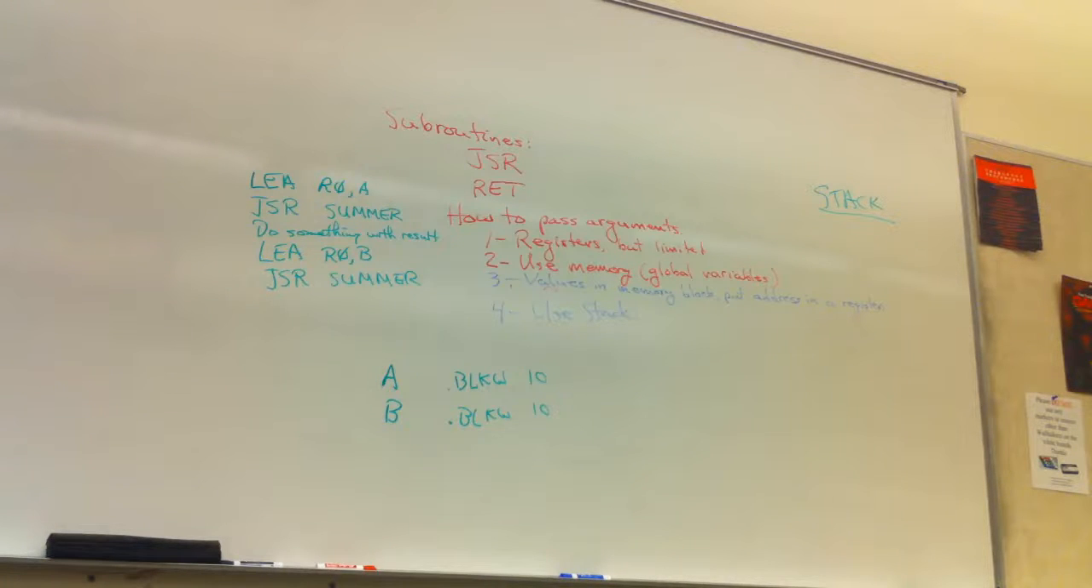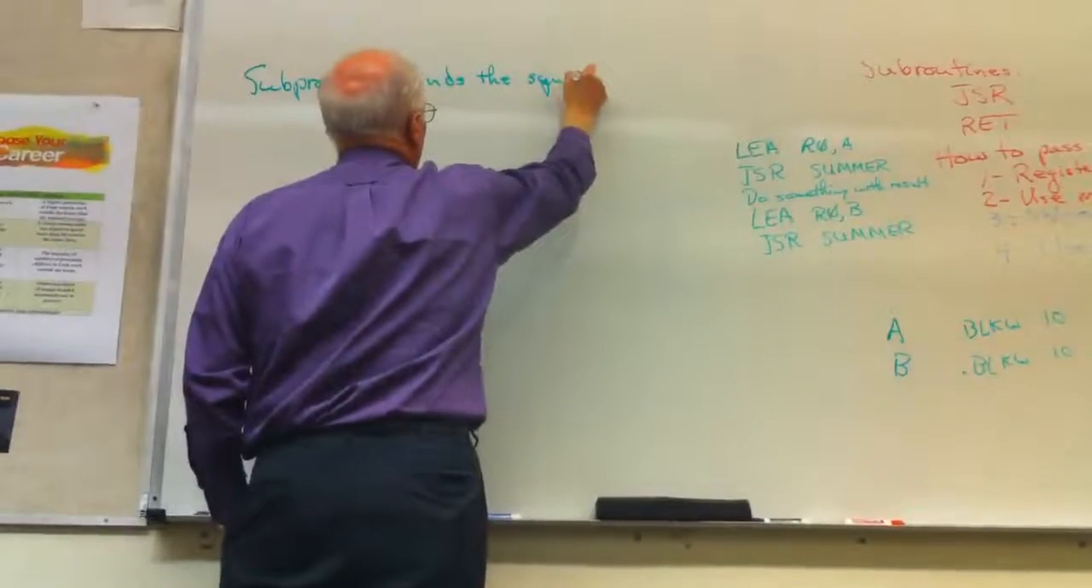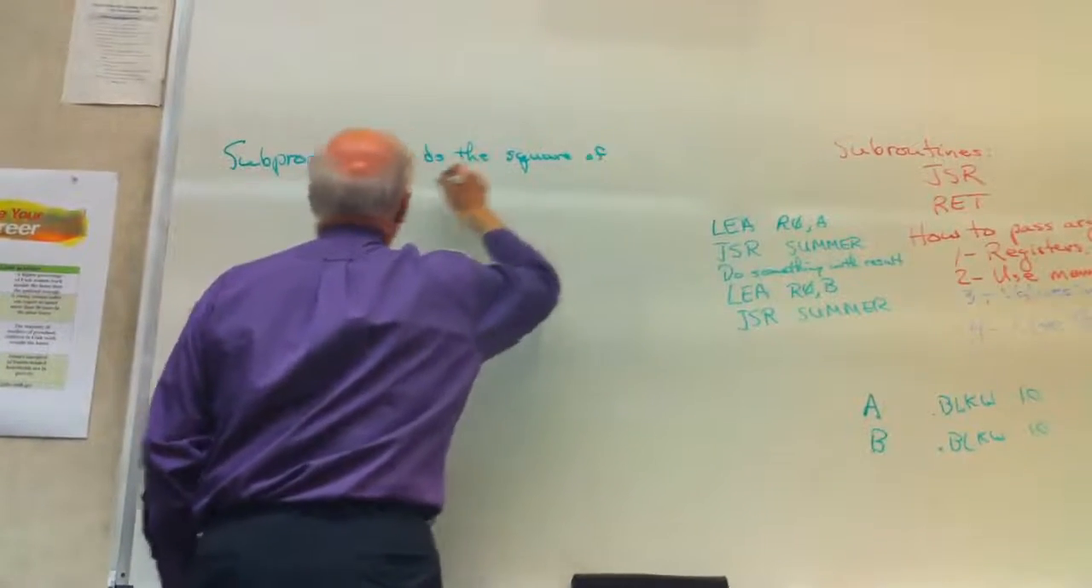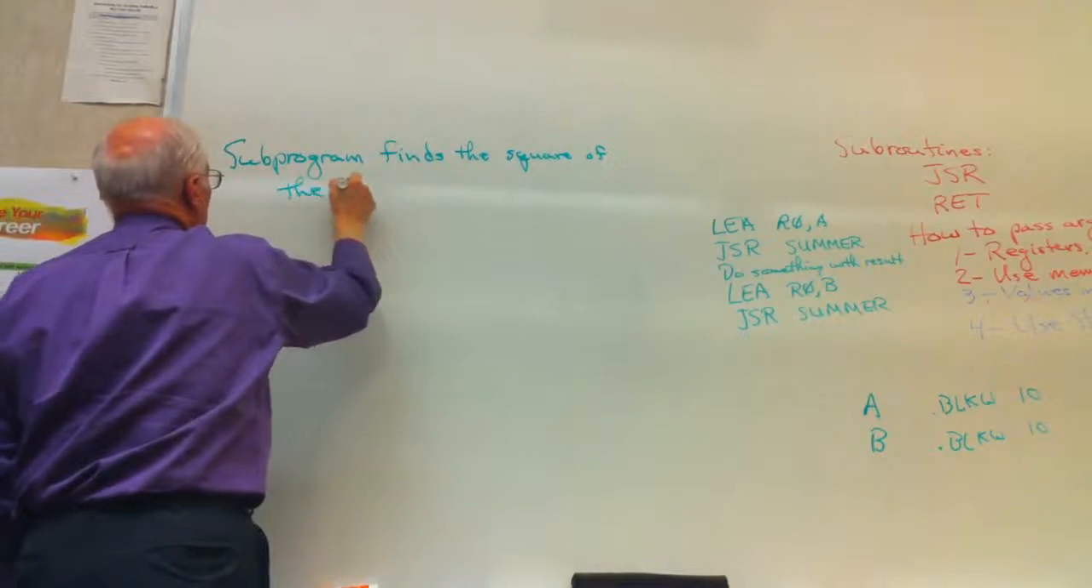Let's do it with one where we wouldn't have to use that. We could pass the value in the register. We have a subprogram here that finds the square of the argument.